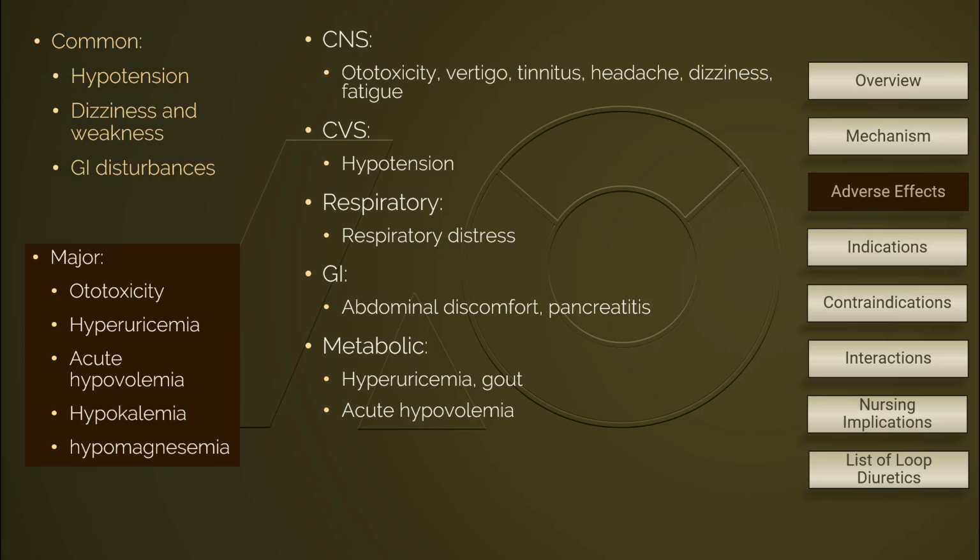Acute hypovolemia. Being the most effective diuretic, loop diuretics create prompt diuresis, which can lead to acute hypovolemia. Possible shock may result, and the risk of cardiac dysrhythmias increases.